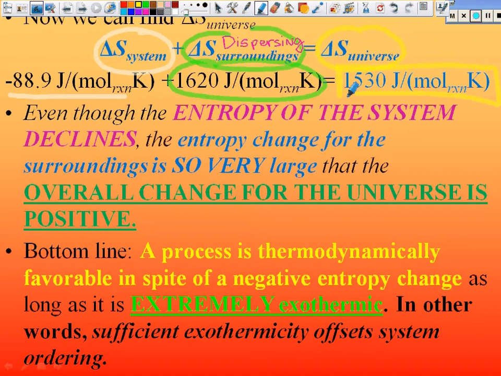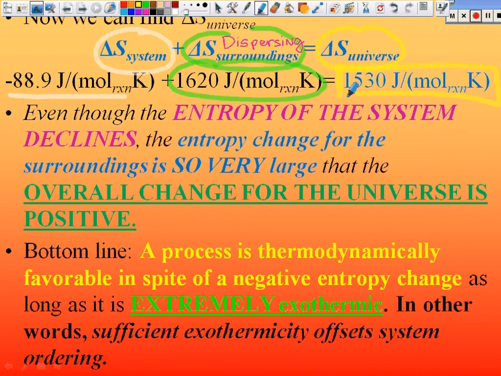Okay, so here's kind of the words. Even though the entropy of the system declines, which means, do you agree you're taking oxygen and you're putting it together to make water molecule? That's more order. The entropy change for the surroundings is so very large that the overall change for the universe is positive. So here's kind of a bottom line. A process is thermodynamically favorable. What does that mean? It's spontaneous. It'll happen on its own, in spite of a negative entropy change, as long as it's extremely exothermic.